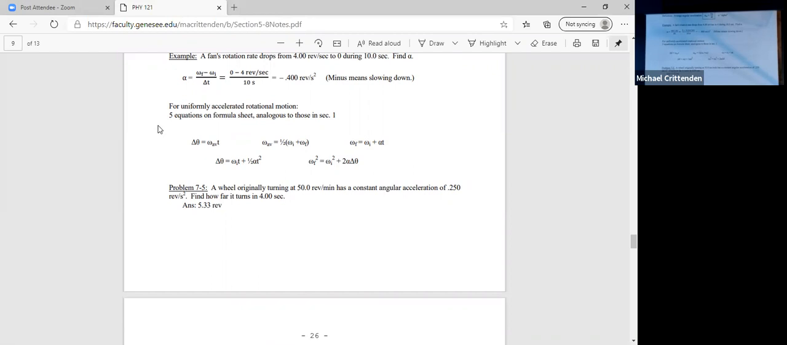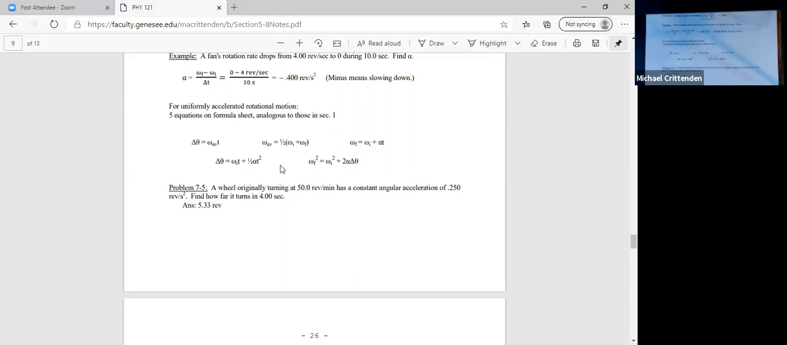And actually, if you look at it and think about them for a little while, they should have sort of a familiar feel to them. They're really the same equations, okay? It's like one of them back in section 1 was delta x equals v initial t plus 1/2 at squared, or another one was v final squared equals v initial squared plus 2a delta x.